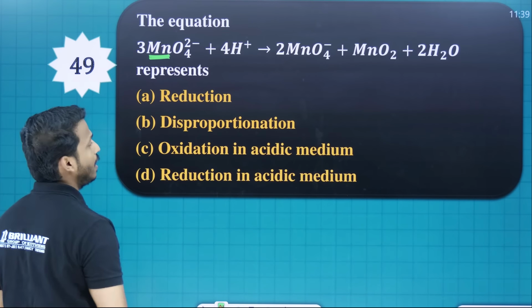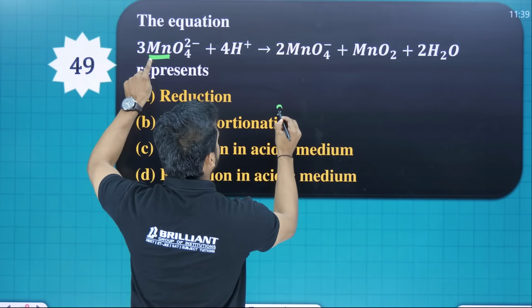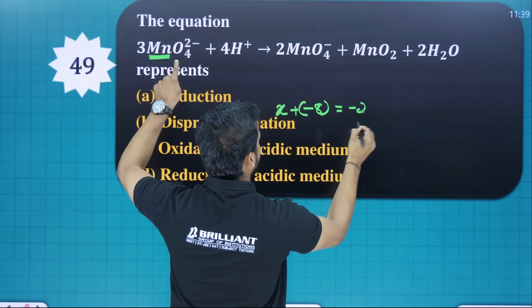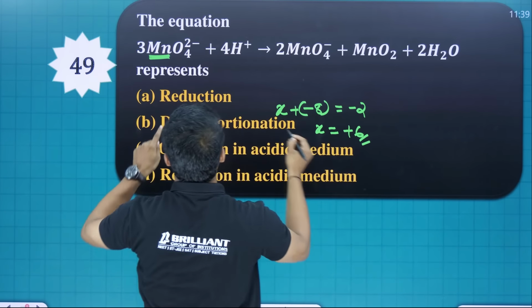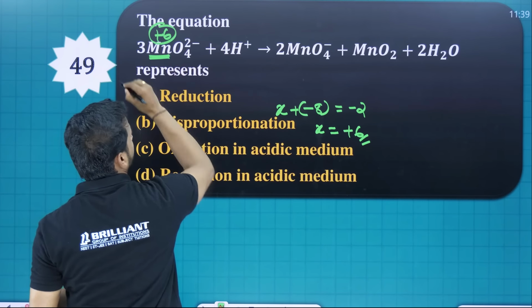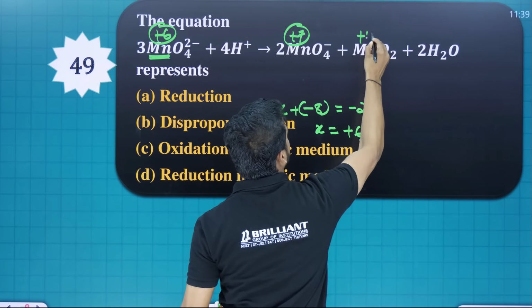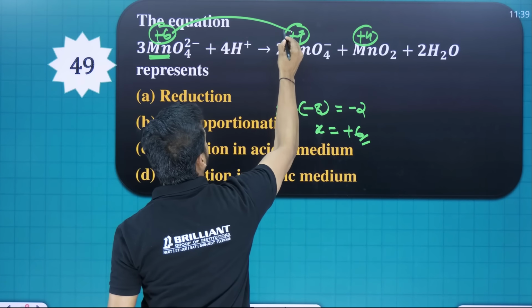Mn, what is the oxidation state? Please find it, all of you. Mn, take it as X. 1 oxygen is minus 2, 4 oxygen is minus 8, overall minus 2, so X equals what? Plus 6, right? Here Mn is in plus 6 state. What about the product? Here Mn, you calculate, it will be plus 7, and it is plus 4. Plus 6 converted to plus 7.